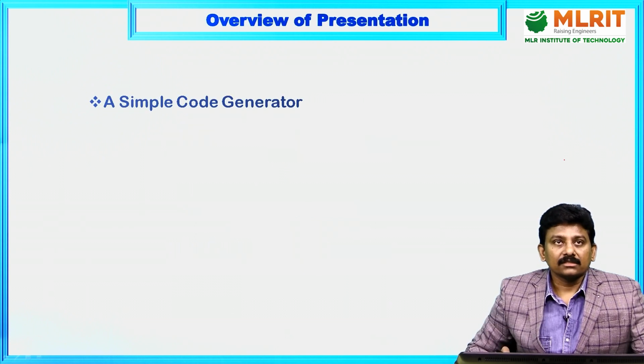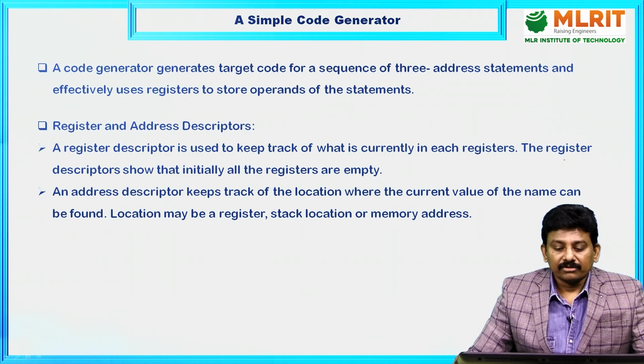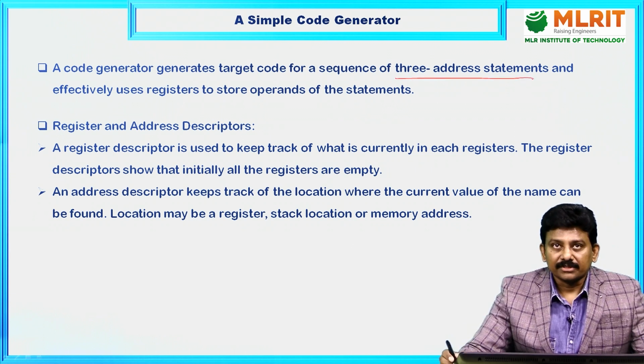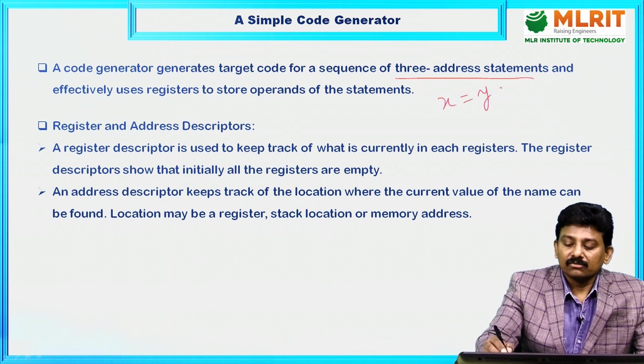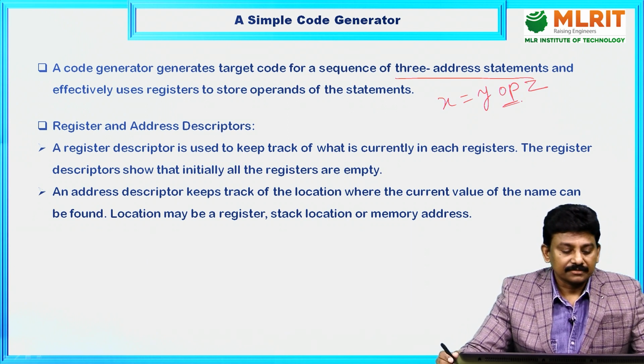Today's topic is a simple code generator. A code generator generates target code for a sequence of 3 address statements and effectively uses registers to store operands of the statements. Here the input to the code generator is the 3 address statements. 3 address statements are in the form x = y op z. Op is any operator; x, y, z are the operands or addresses.